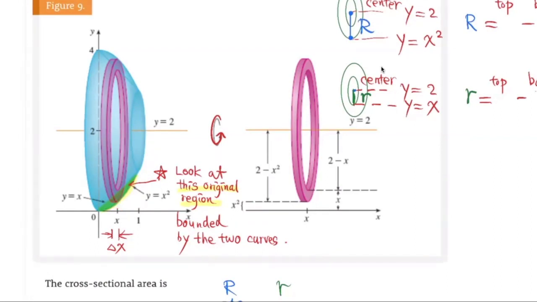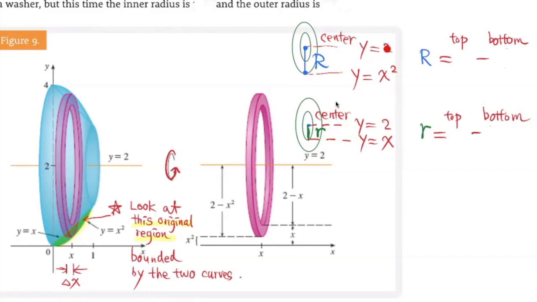Now this line over here is y equal to 2. This curve over here is y equal to x squared. So the big R will be this y on top, subtract this y down here. That will be equal to 2 minus x squared. So that's the outer radius.